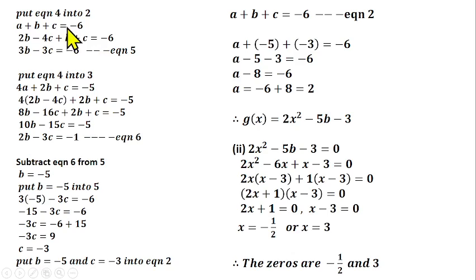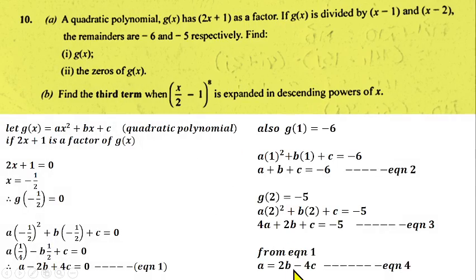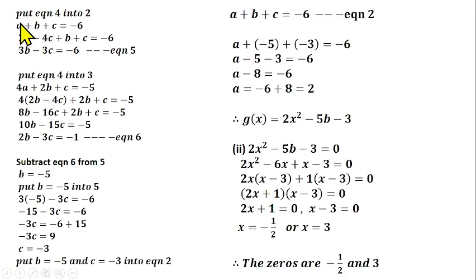So whatever you see a, because from here we said that our a is 2b minus 4c. So whatever you see a in equation 2, you put 2b minus 4c. That means whatever this a here will be replaced by 2b minus 4c, then plus b plus c equals minus 6. Collect like terms: 2b plus b will give us 3b, minus 4c plus c will give us minus 3c equals minus 6.